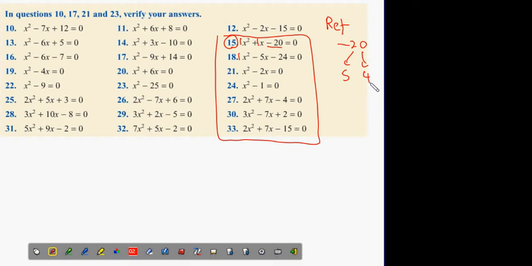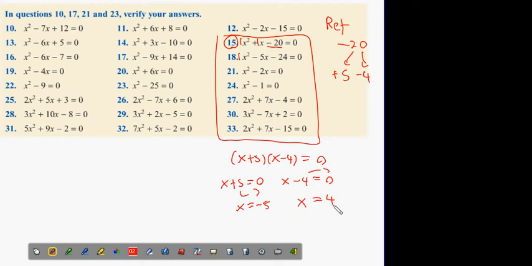Minus 4 and 5. Now you picked 5 and 4 because they're separated by a gap of 1. Then you're going to get x plus 5, x minus 4 equals 0. And then what do we get after here? x equals minus 5 and x equals 4. Is that okay? Alright guys, now what about question 18?